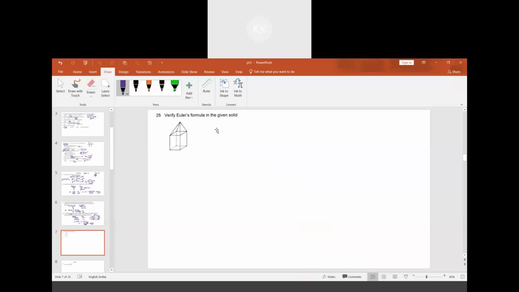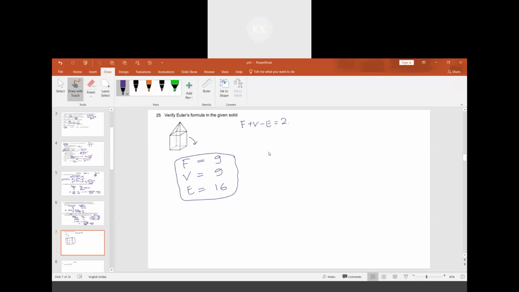For this question, many have not done it. Actually, to verify the formula doesn't mean that you write the formula and leave it. The formula is F plus V minus E should be equal to 2. We need to find out the number of faces, vertices and edges. 9 faces, 9 vertices, 16 edges. Now we have 9 plus 9 minus 16 to prove it is 2. This information you have to get from this figure.